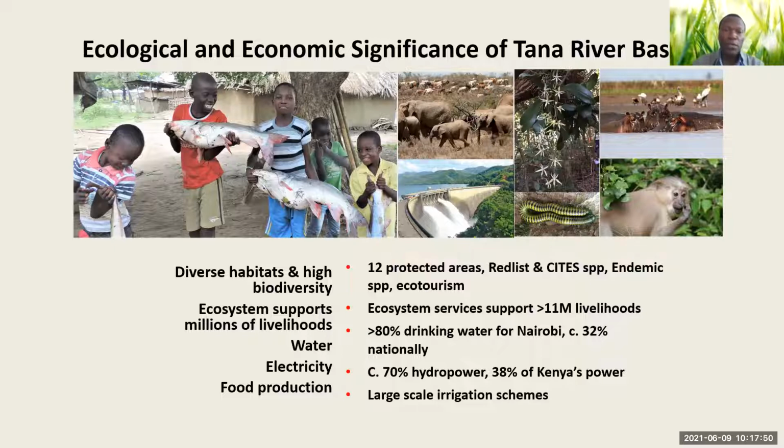And so these are some nice images from the area with the children with fish. You have lots of big mammals, you have dams, you have unique plants, millipede here, which we think is a new species, very unique primates endemic to the area. And so there is actually a primate park in the area, and it is quite unique because of its endemic wildlife.